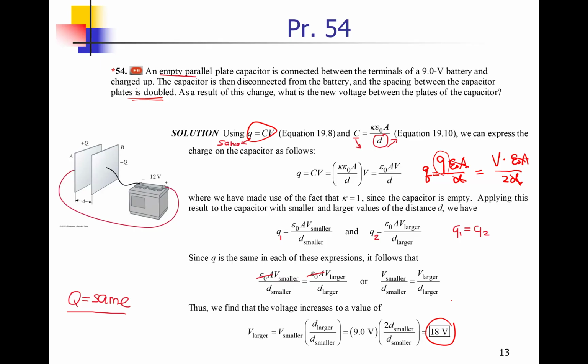So remember, when the capacitor is disconnected, the charge will not change. That's why Q stays the same, and you have Q equals 9 epsilon 0 A over D in the beginning, and then you have V times epsilon 0 A over 2D in the end. So if you double the distance, you are going to increase the voltage.